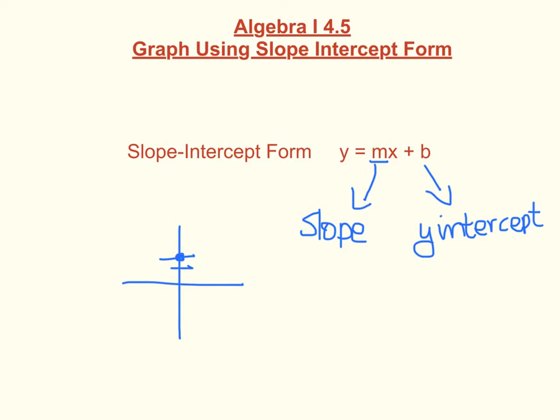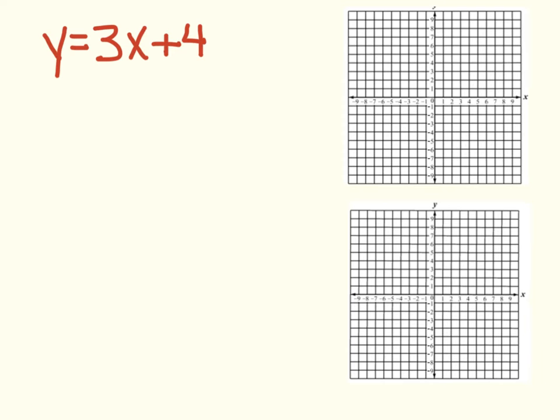And then from there you will count your slope, which is your rise, how much it rises over how much it runs. And so we would have a couple points, and we're going to look something like this. Let's take a look at a specific example. If we have the equation y = 3x + 4, that is in slope-intercept form for us. Remember, y = mx + b is slope-intercept form.